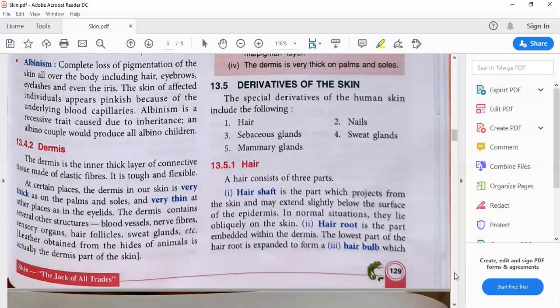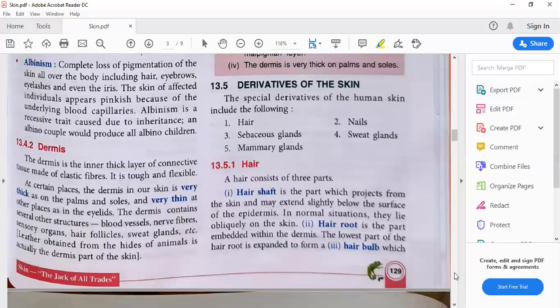The leather obtained from the hides of animals. What are hides? The skin of those animals is called hides. So whatever leather you get from the skin is actually the dermis part, not the epidermis. The epidermis is removed and thrown away. Leather is taken from the dermis part of animal skin.